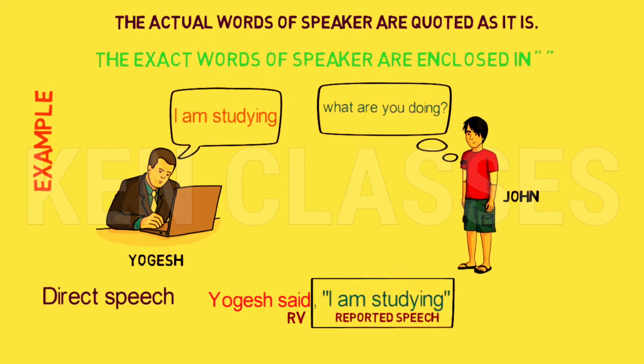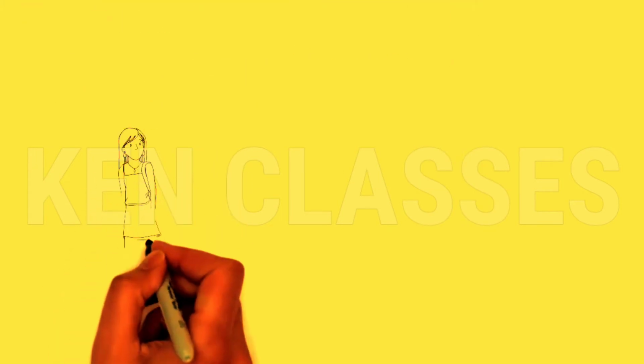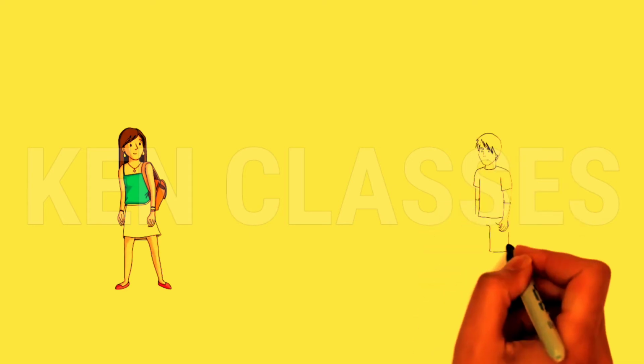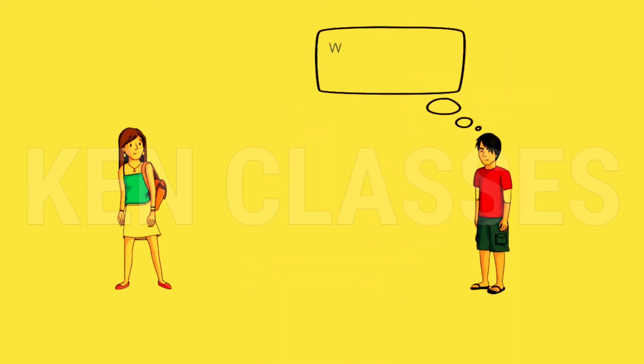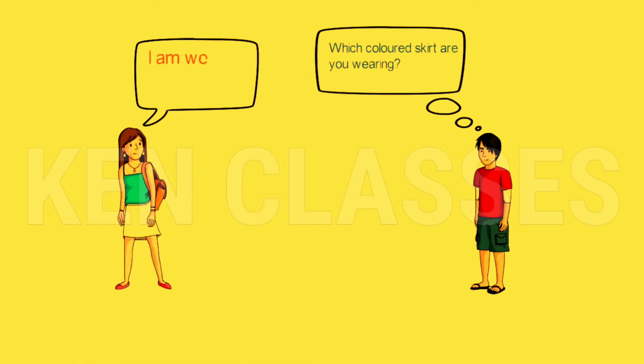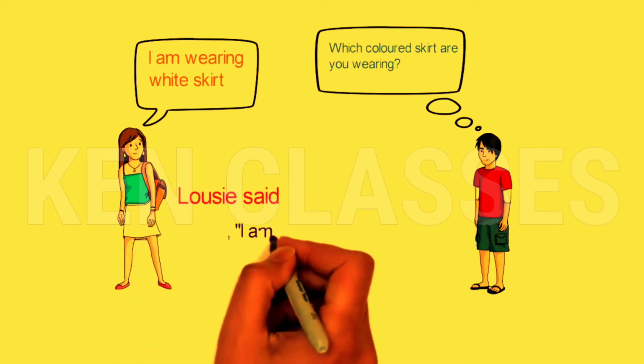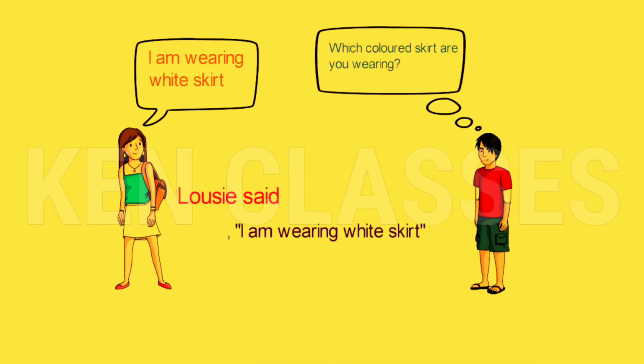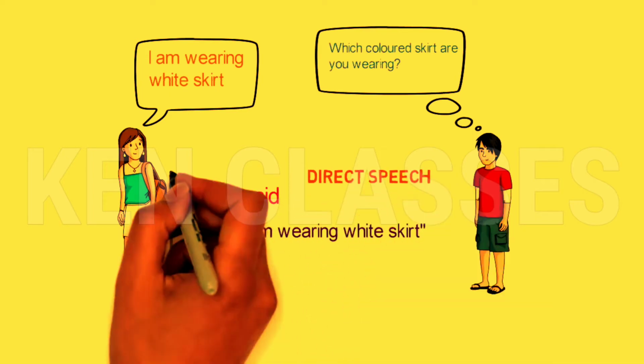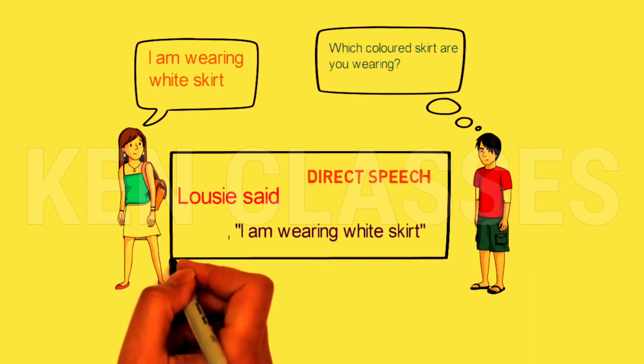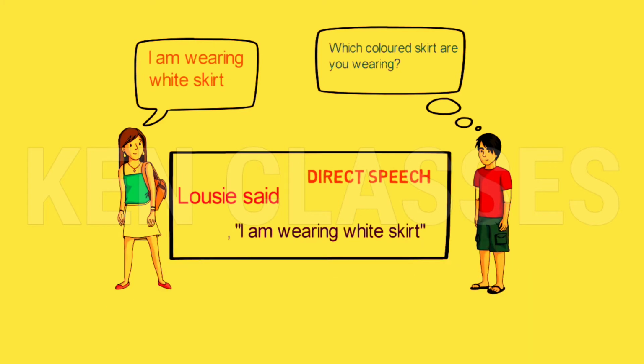Let's look into one more example. Lucy was wearing a skirt. Rajesh asked Lucy, "Which colored skirt are you wearing?" Lucy said, "I am wearing a white skirt." Now, if Rajesh wants to report what Lucy said, he can say, Lucy said, "I am wearing a white skirt." This is direct speech as the words are as they are without any modification. I hope you are clear with direct speech.